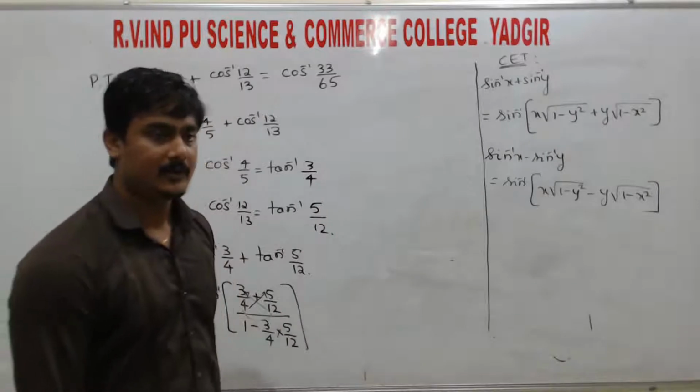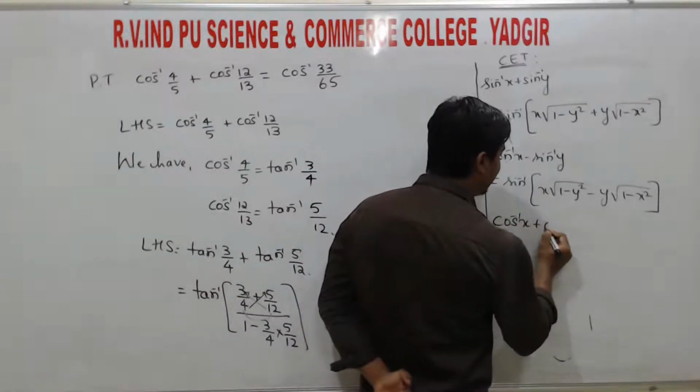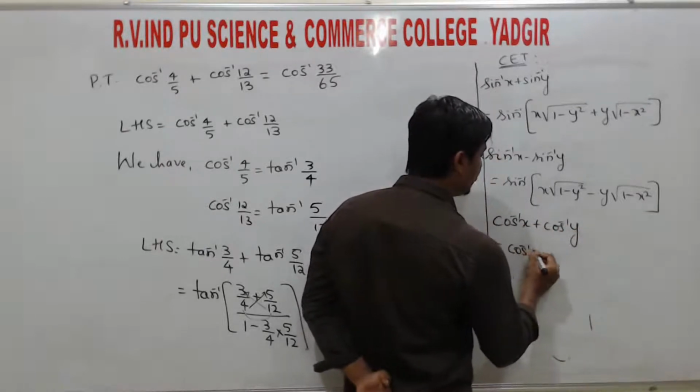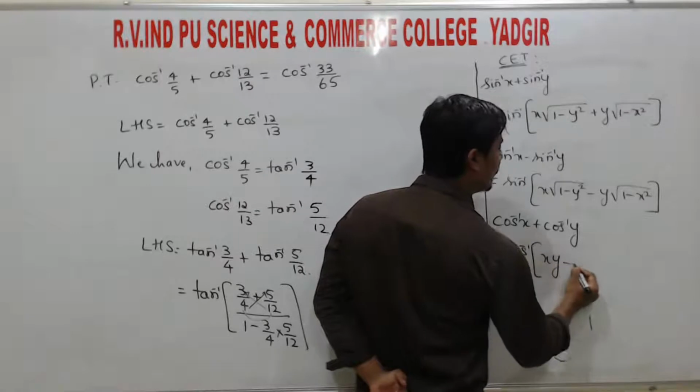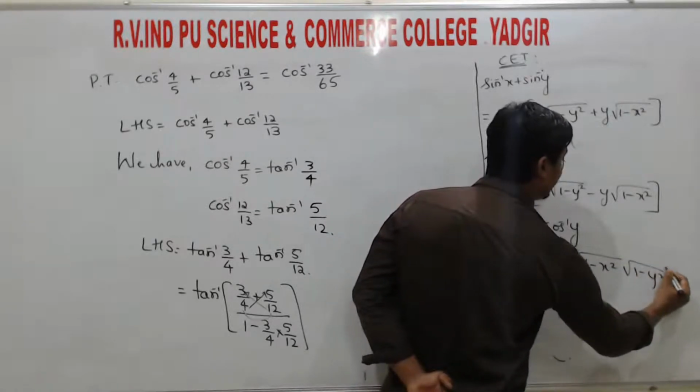The second formula. Next, what is cos inverse x plus cos inverse y? That is equal to cos inverse of x into y minus root 1 minus x square into root 1 minus y square.